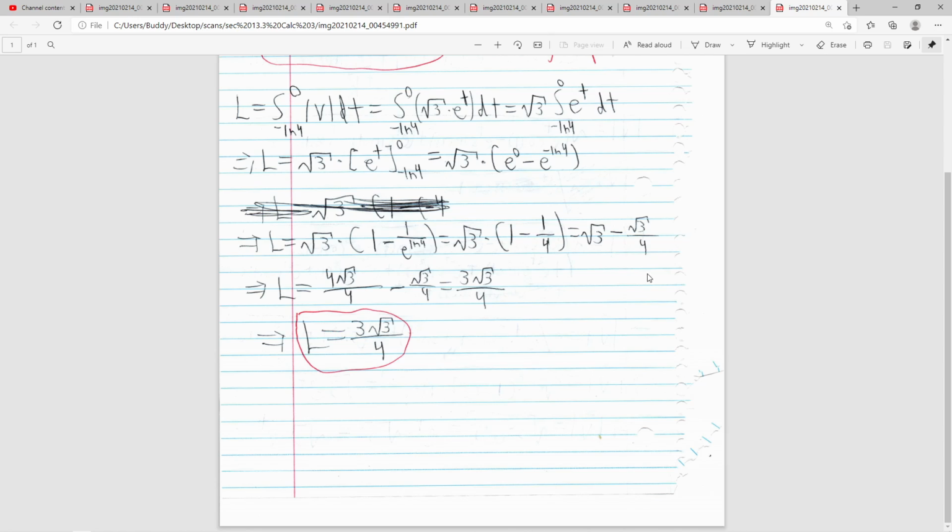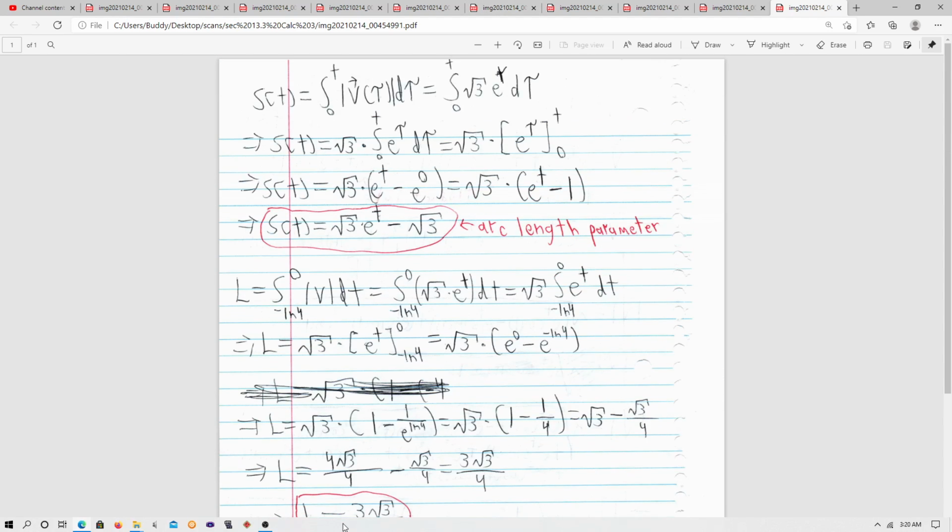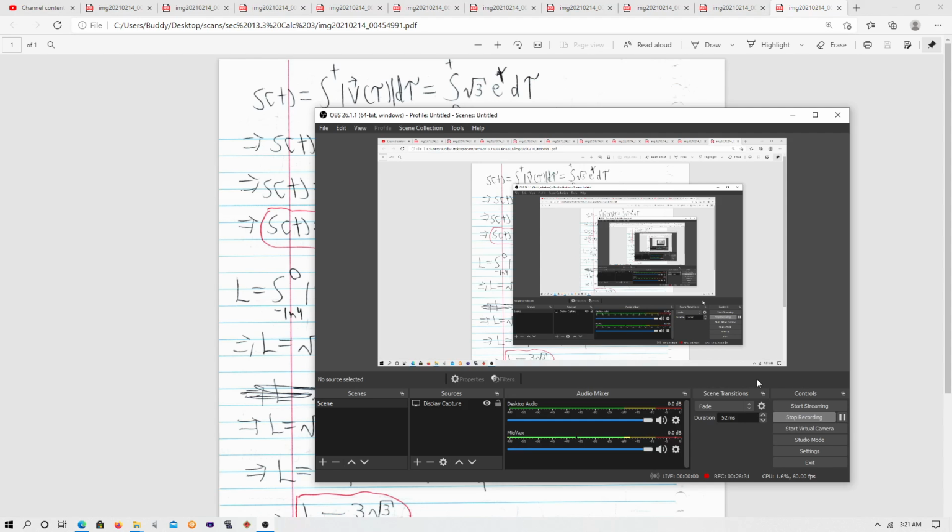So that's square root of 3 minus square root of 3 divided by 4, because I distributed it in at that point. And that's 4 square root of 3 divided by 4, because I multiplied square root of 3 by 4 over 4. So then I just subtract. They have the same denominator. So it's 3 square root of 3 divided by 4. That's your length. And that's it for that section. Just a couple of examples like that. They take forever to talk about.